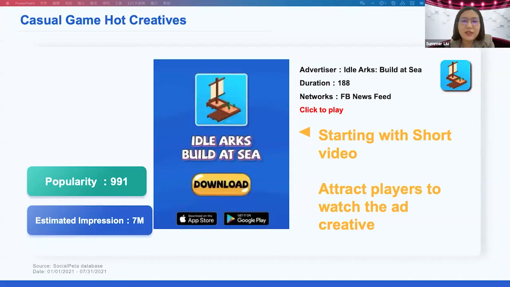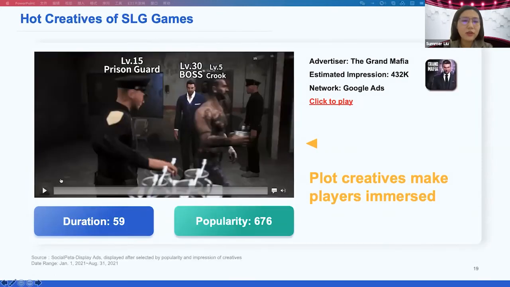I have to say this creative looks very unusual at the beginning, because the very first 3 seconds seem irrelevant to the game, but very attractive. Then the video switches to the gameplay of the original game. I think this big contrast gives viewers a strong impression, so that's why it has been active for 188 days. And let's take a look at this one.